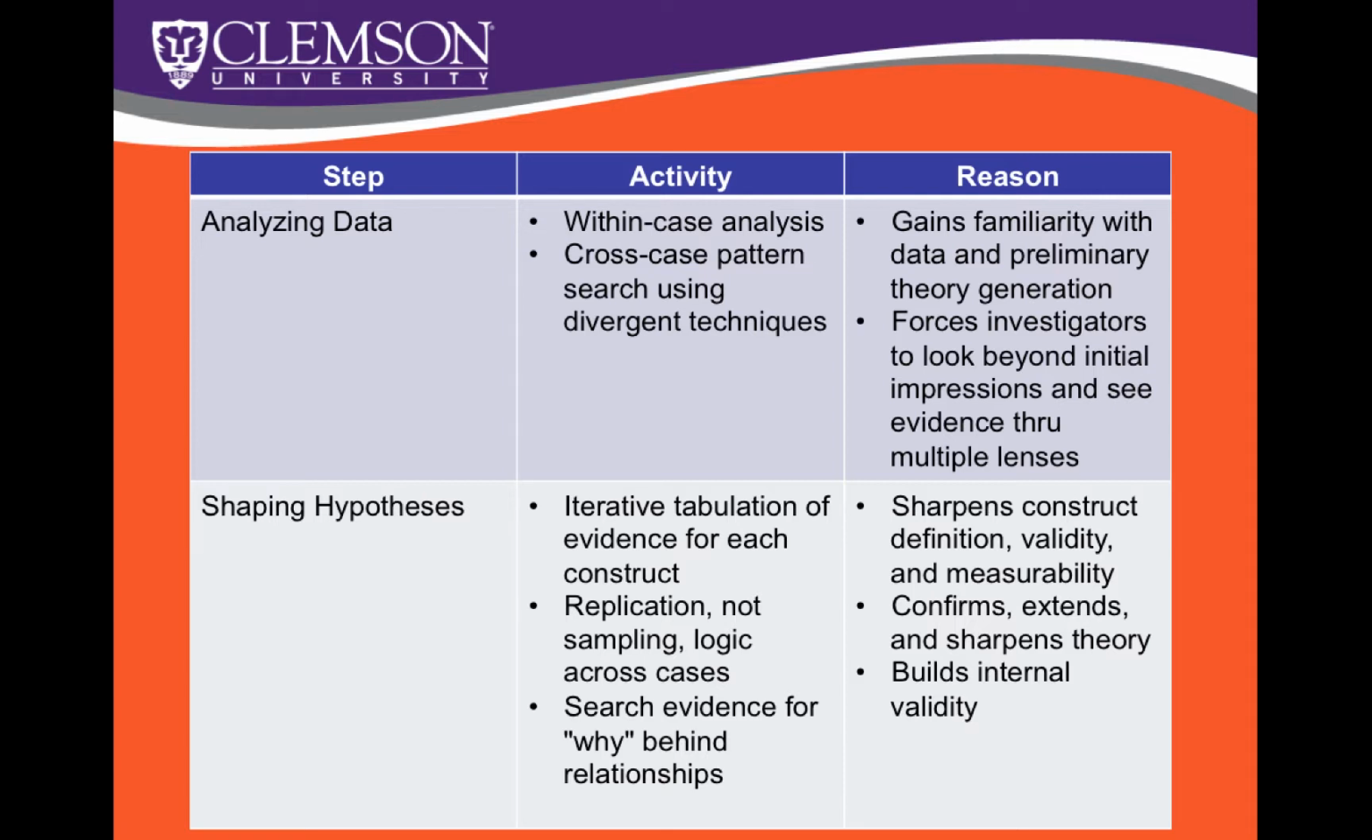The sixth step is shaping hypotheses. Here, the activity includes iterative tabulation of evidence for each construct, replication, not sampling, logic across cases, and search for evidence for the why behind relationships. The reason for doing this is that it sharpens the construct definition, validity, and measurability. It confirms, extends, and sharpens theory, and builds internal validity.